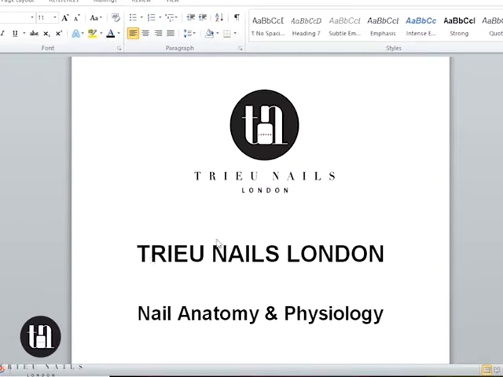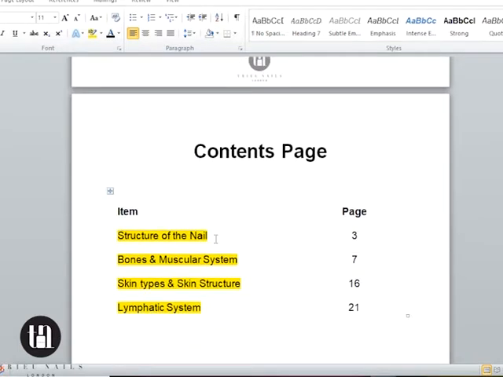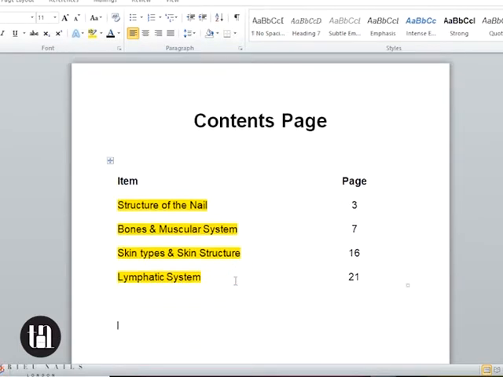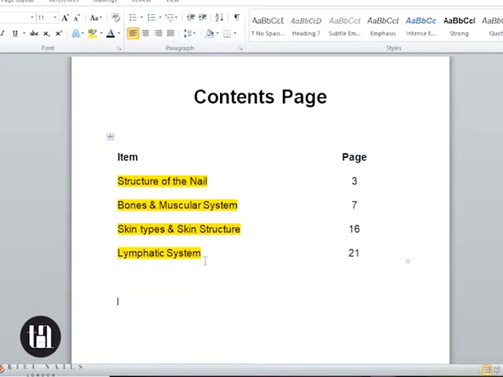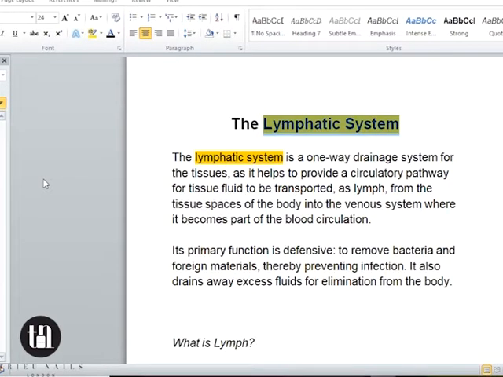So over this series, we've gone over structure of the nail, bone and muscular system, skin types and skin structure, and we'll finally conclude on the lymphatic system.